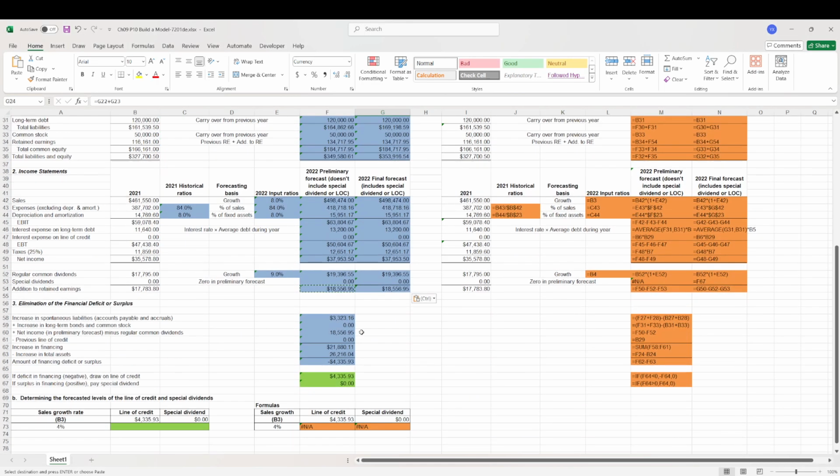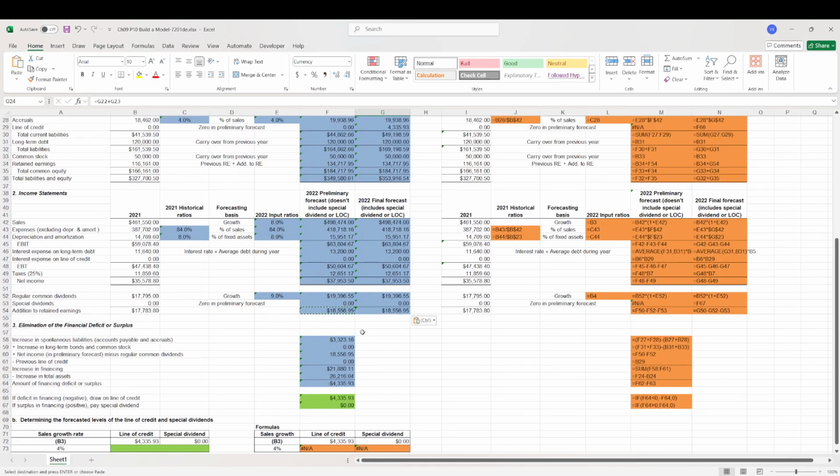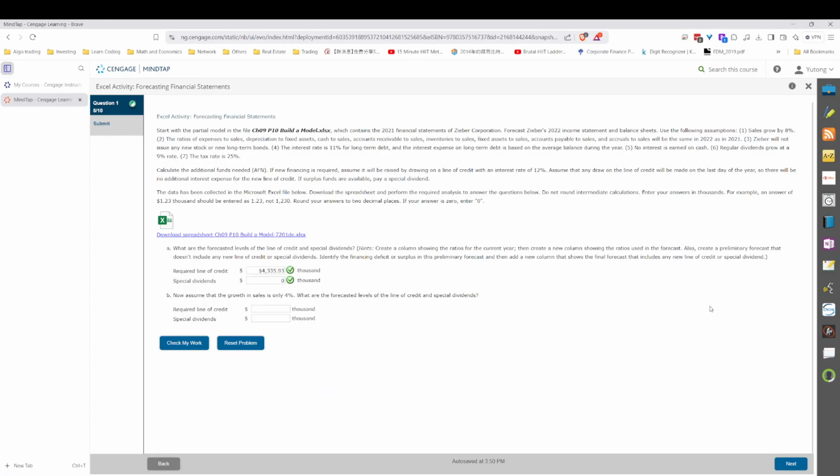Then what I'm going to do is take the number, 4335.93. I'm going to try to put it in the web page and see if it's the correct number. All right, so this is what I just put in, 4335.93 and 0 special dividend. So it's correct, right? So yeah, I think that's how you do it.